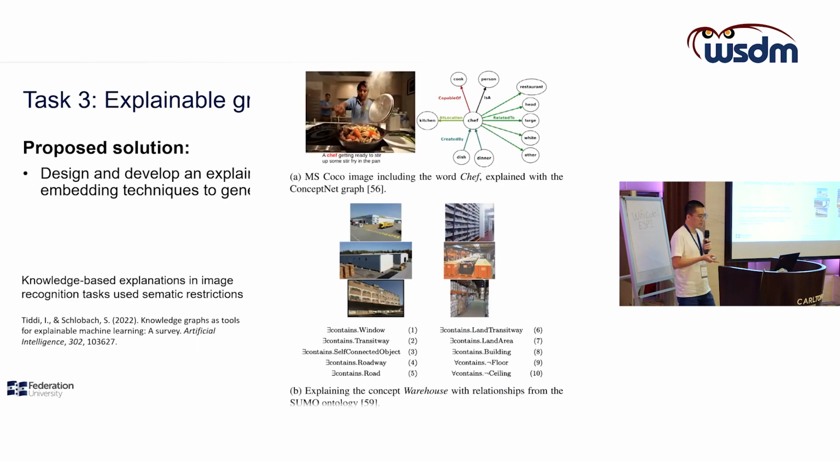So here is an example from the knowledge-based explanation in an image recognition task using semantic restrictions. As we can see on the top image, from their model, they can use text, some words, to illustrate the image, like a chef and his cooking, and color. And on the lower image, they can generate some semantic text to explain the interior of a building.